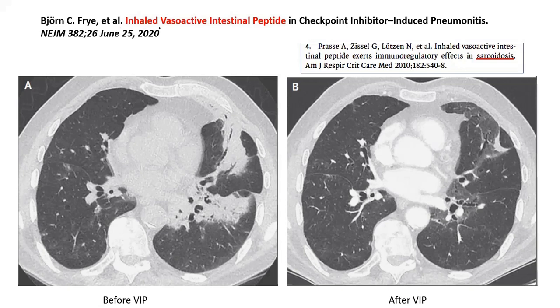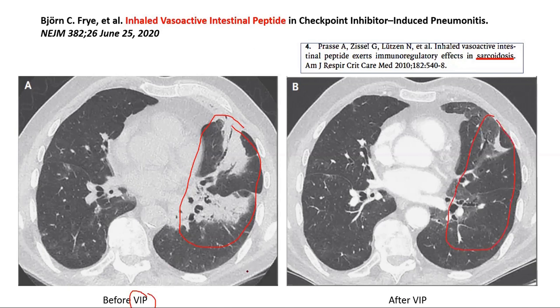They used inhaled vasoactive intestinal polypeptide. And we, as gastroenterologists, are very familiar with VIP. Some patients have massive diarrhea. They could have a VIPoma from the pancreas. It causes secretory diarrhea like cholera. So in this patient, they treated with the standard treatment, and then they added inhaled VIP. And you can see this group of pneumonia infiltrates in the CAT scan resolved or improved significantly after treatment.